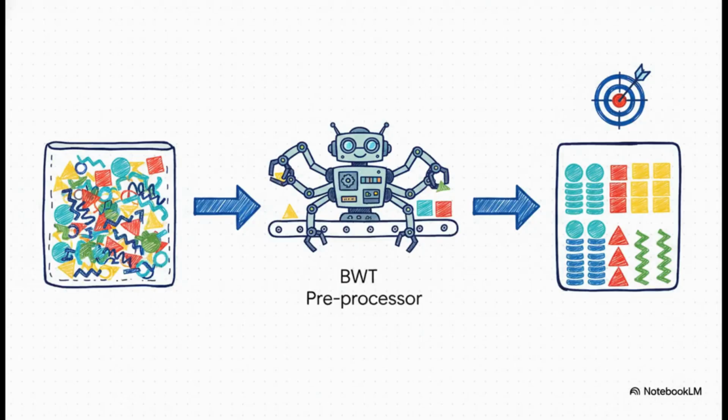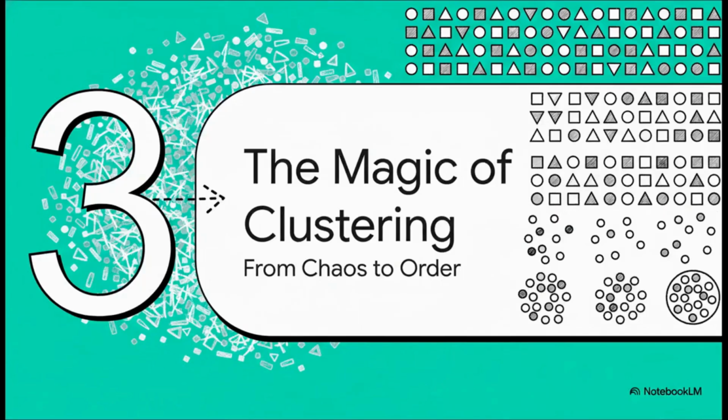You can think of BWT as a brilliant setup artist. It takes that messy, random-looking data and reorganizes it, creating order where there was none before. It then hands this newly structured data over to a standard compression algorithm, which can now work its magic way more effectively. So how does this reordering actually work? How does it manage to create patterns out of what looks like total chaos?